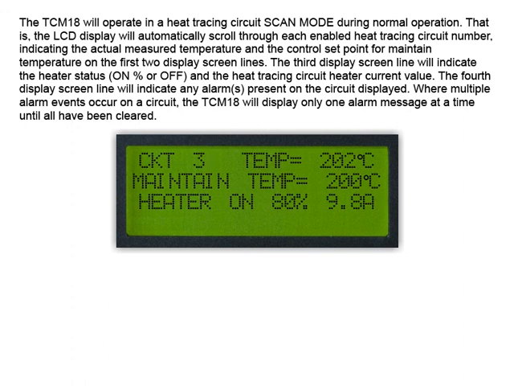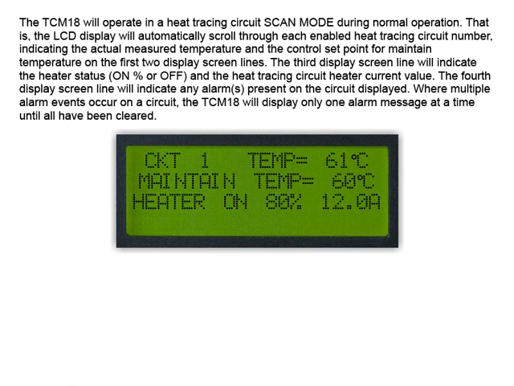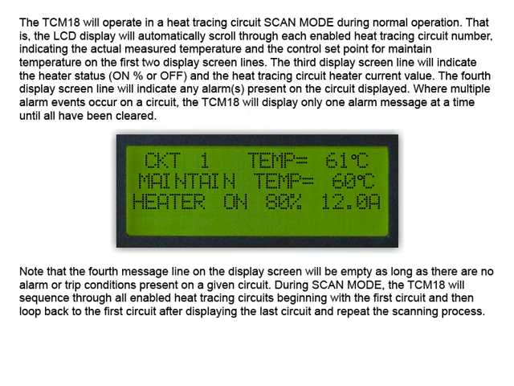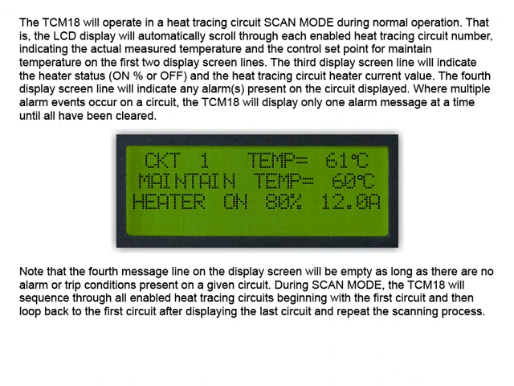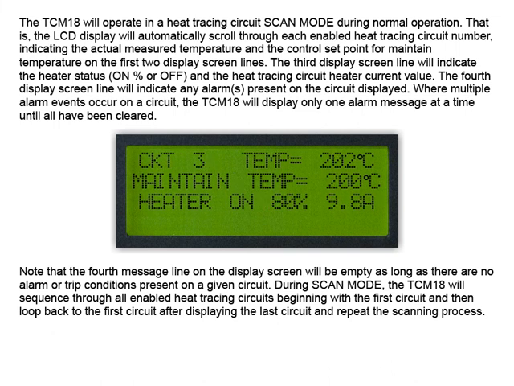Where multiple alarm events occur on the circuit, the TCM18 will display only one alarm message at a time until all have been cleared. Note that the 4th message line on the display screen will be empty as long as there are no alarm or trip conditions present on a given circuit. During scan mode, the TCM18 will sequence through all enabled heat tracing circuits, beginning with the first circuit, and then loop back to the first circuit after displaying the last circuit and repeat the scanning process.